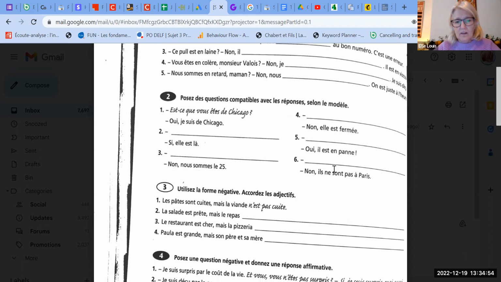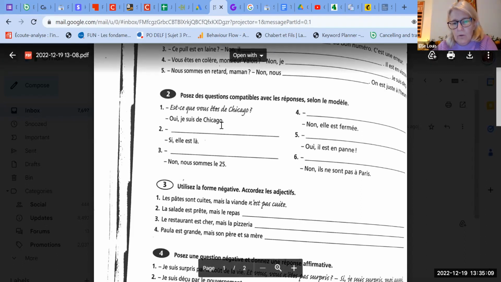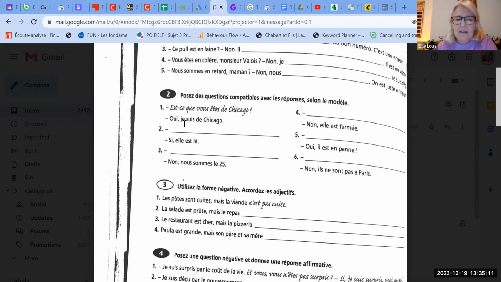Right, now, there's some other things that we can think about when we're thinking about negatives as well, and questions and their responses. So let's have a look at these examples here. So first one, est-ce que vous êtes de Chicago? Oui, je suis de Chicago. So are you from Chicago? Yes, I'm from Chicago. All right, that's just an affirmative. Now, here we've got to make our own question up for this answer.